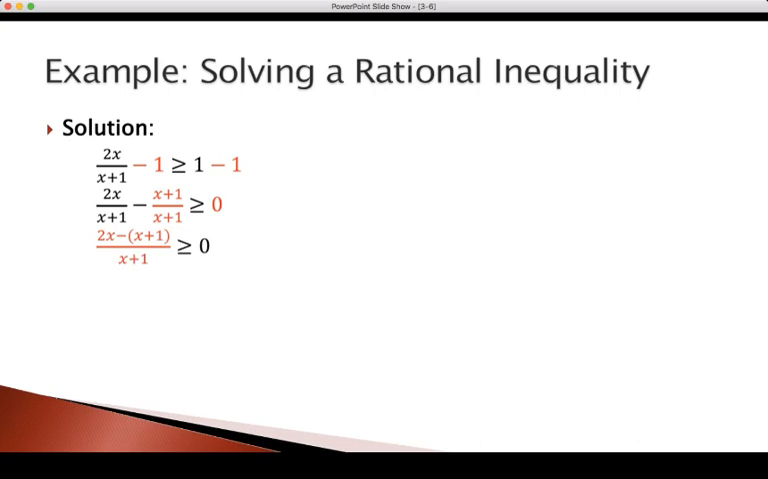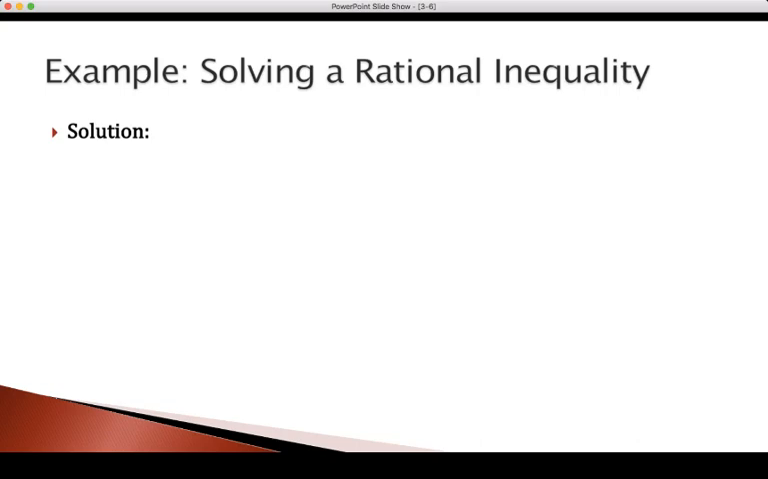Then we have 2x minus quantity x plus 1 divided by x plus 1 is greater than or equal to 0. Now this is what we want. This is our final form, so to speak. This is the form that we know how to work with. This is the form that we have developed techniques to deal with. So our final result is this rational function. x minus 1 over x plus 1 is greater than or equal to 0. So now we have our setup. Now let's go about solving it.